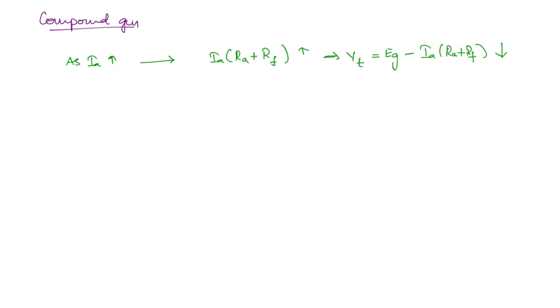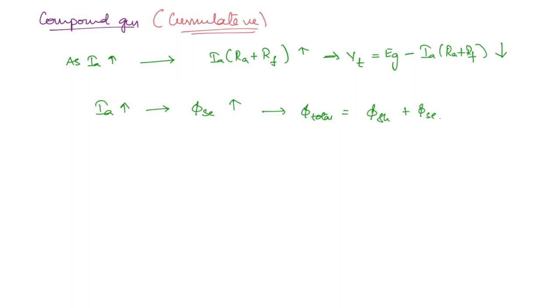What is the other effect? As Ia increases, the series field flux, phi Se, is going to increase. So if this is increasing, then the total flux, what is total flux? This is equal to the shunt flux plus the flux due to the series winding. So we are first discussing the cumulative compound generator. Okay, cumulative means both the fluxes are additive in nature. Differential we'll discuss later. In differential, these two fluxes will be opposing each other, so we'll have to use a negative sign.